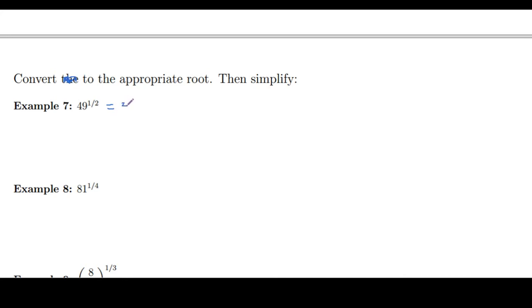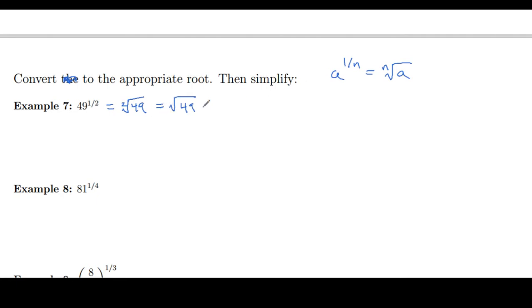So you could write this as the 2nd root of 49, but we reserve that second root as just without writing anything. Okay, so normally, remember up above, if you had a to the 1 over n, this is the nth root of a. But if you happen to have a 1/2, then the square root is the one that we don't designate there.